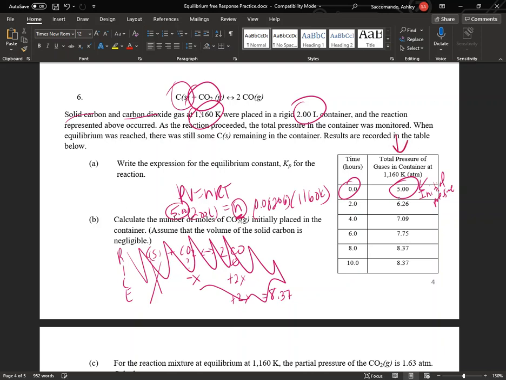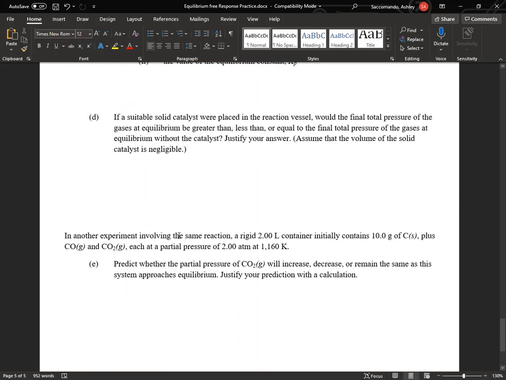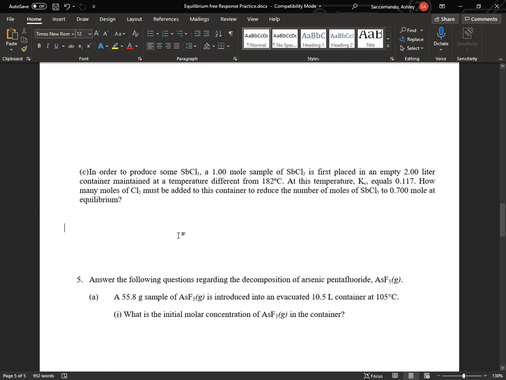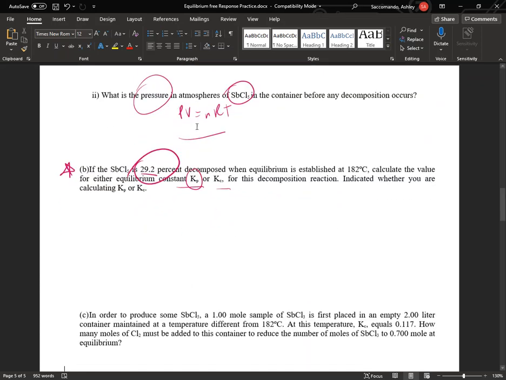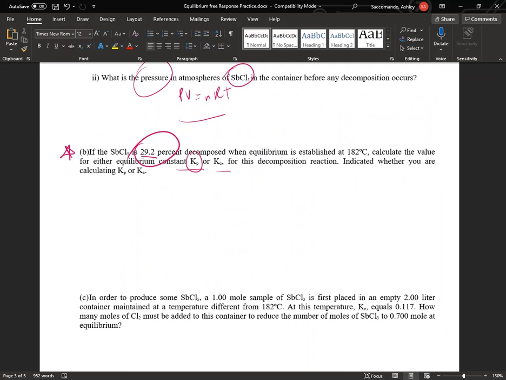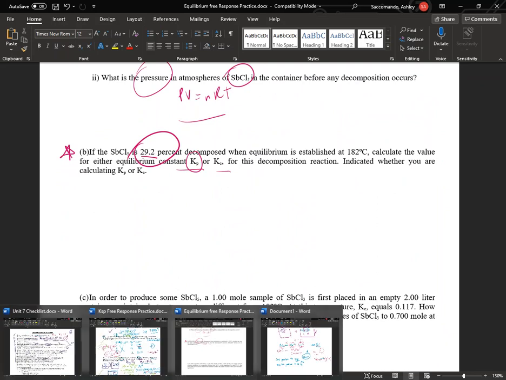You need to realize at time 0, this is your total pressure, and you only have one gas in there at the beginning because the other one is a solid. So you can definitely look over some of these, a lot of ones involving the gas laws with the KP stuff. But I did want to highlight and talk about the Q ones.